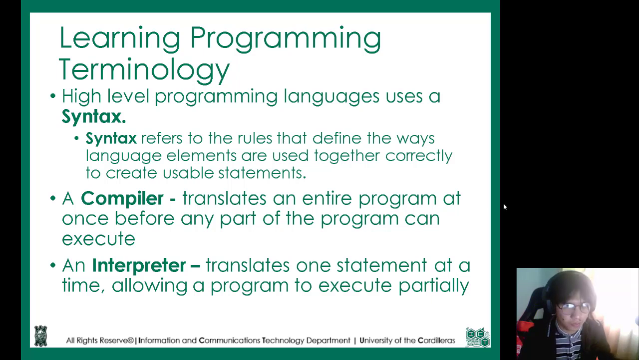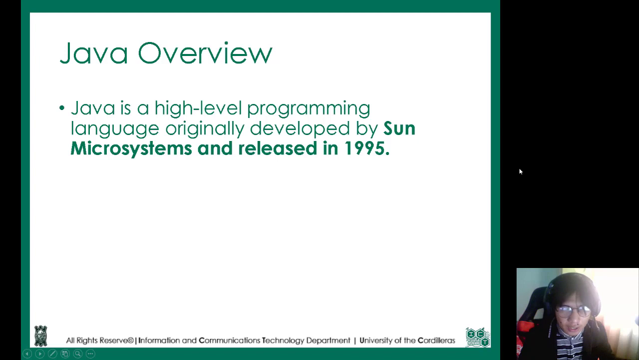execute. Now, we also have what we call compiler. It translates an entire program at once before any part of the program can execute. We also have what we call interpreter, from the term interpret. Okay, it translates one statement at a time, allowing a program to execute partially. Now, we also have here an overview in terms of Java.